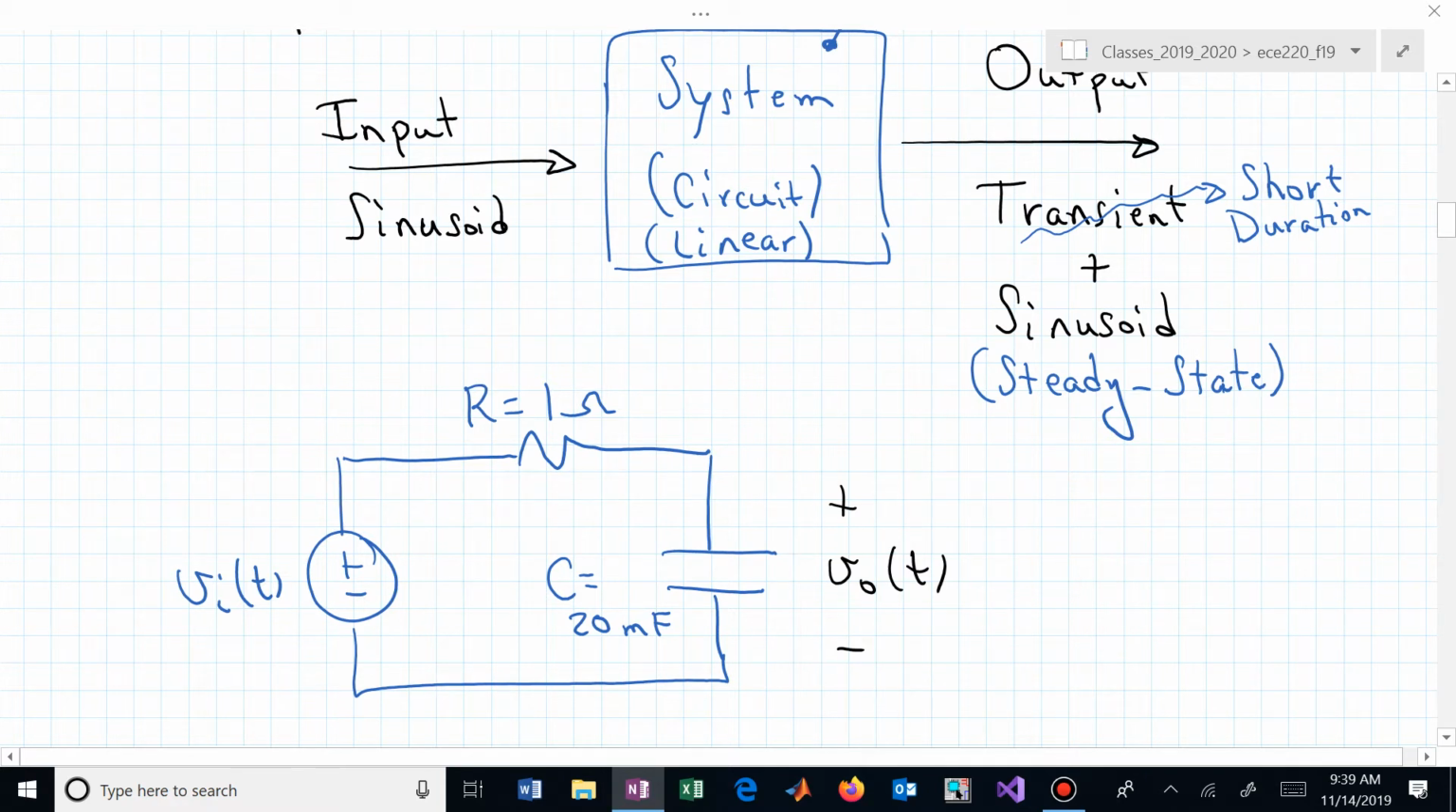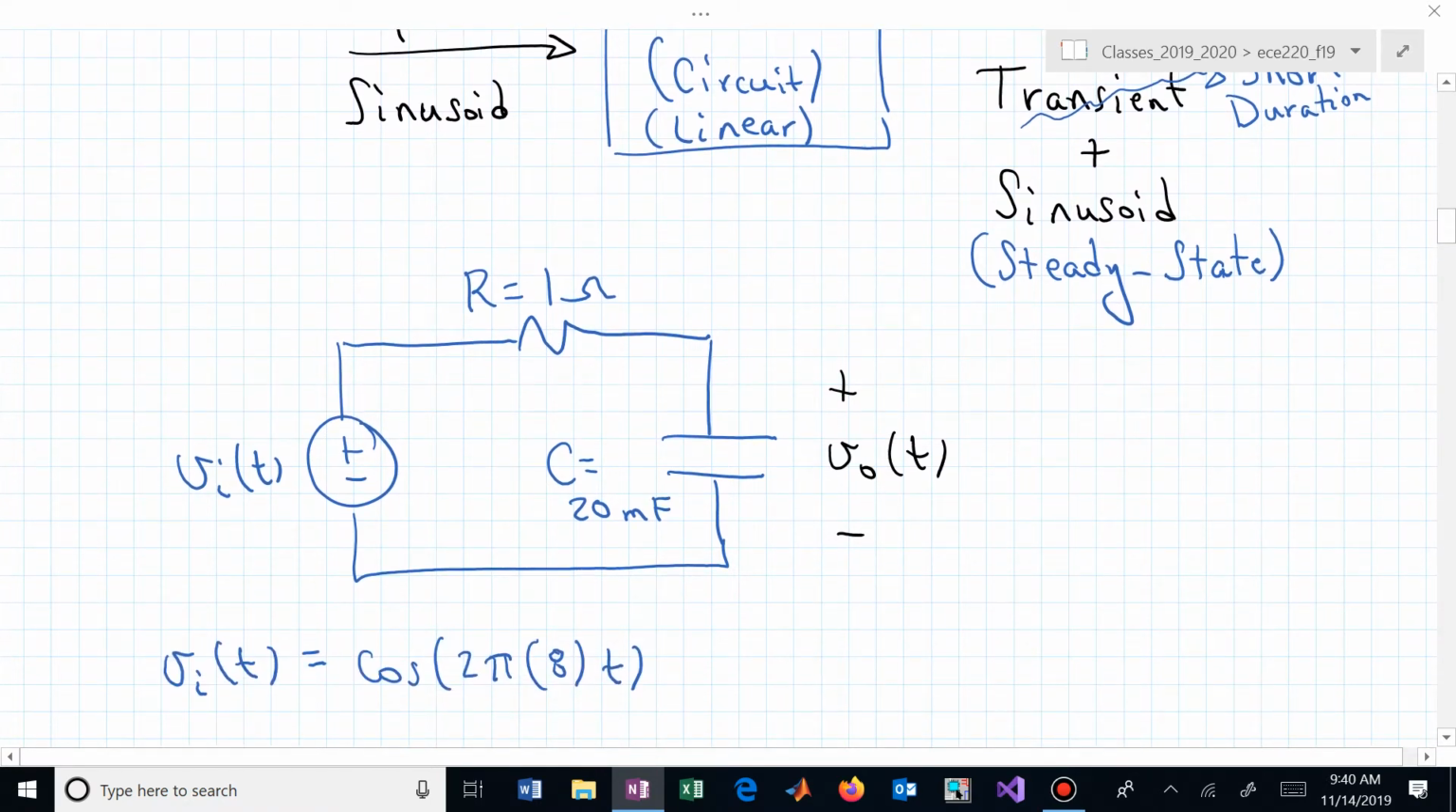Here is a first order RC circuit. It has a resistor of 1 ohm. These are conveniently selected, let's say, and a capacitor of 20 millifarads. And we want to excite this circuit with an input waveform v sub I of cosine 2 pi 8t. The radian frequency is 16 pi. The cycles per second is 8. So now this input is going up and down 8 times a second, 8 cycles per second, and we want to know what's happening at the output.